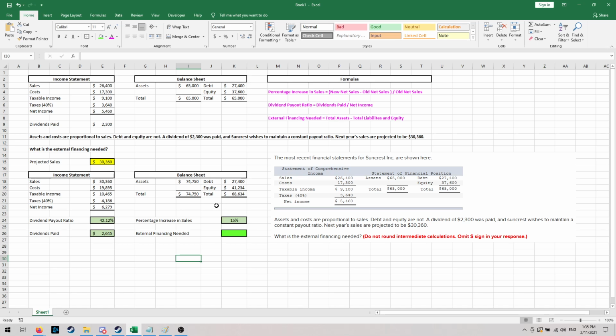And after this, once you've done all this, it's simple to find out the external financing. You can see the formula right here. We're going to subtract our total liabilities and equity from our total assets. So we press equals our total assets minus our total debt and equity, and we're going to get $6,116. And that's everything. That's this whole question.